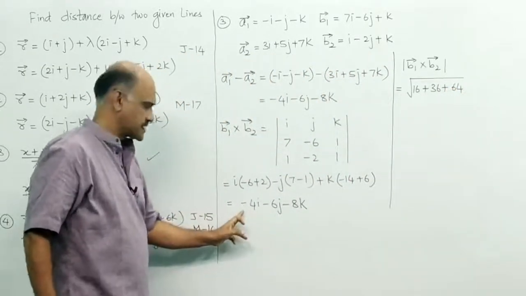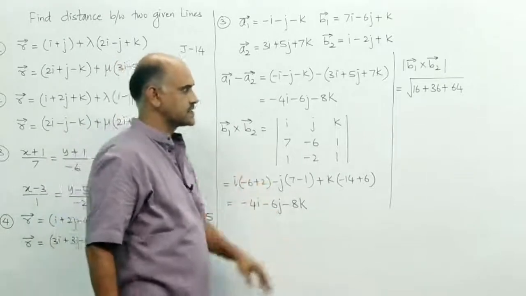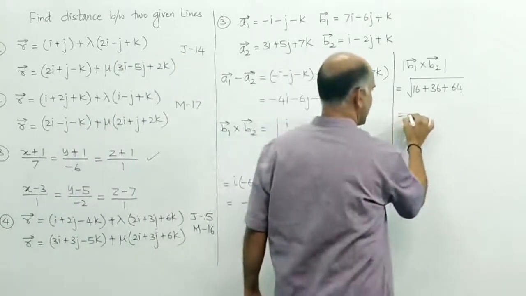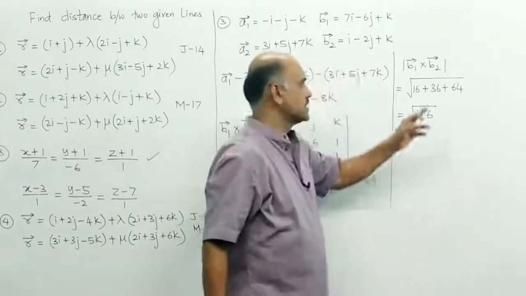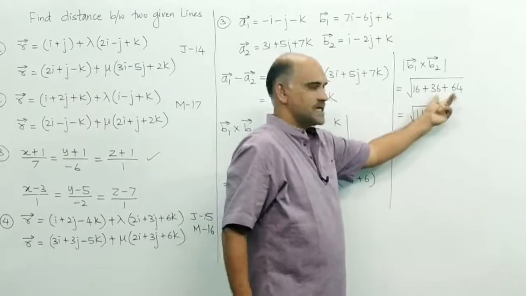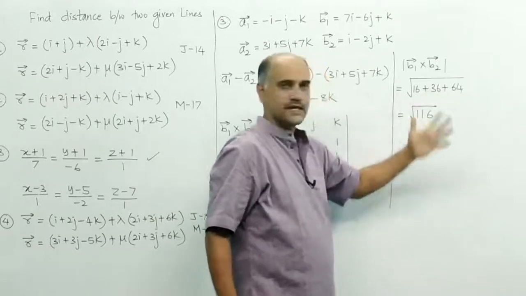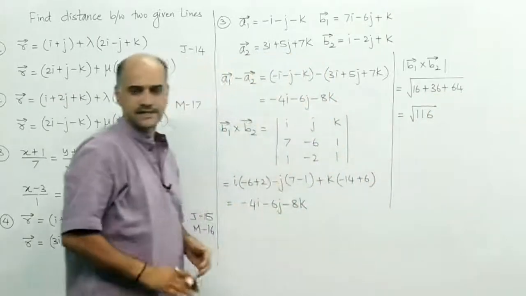So 16, 36, 64. So if you add, you will get root of 116. 36 plus 64 is 100. 100 plus 16 is 116. This is our third step.